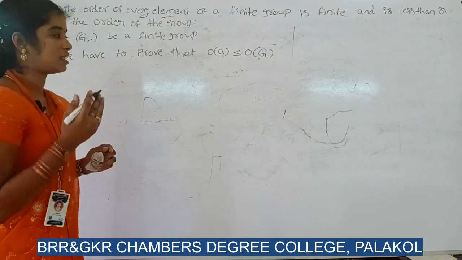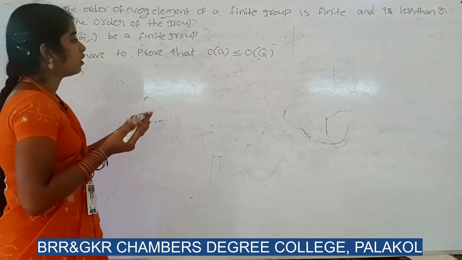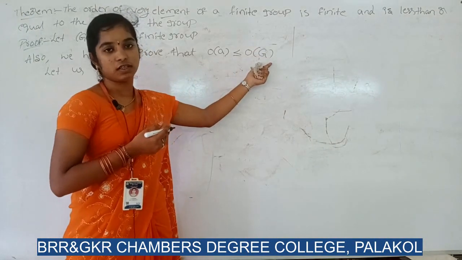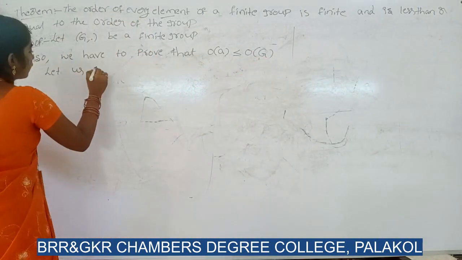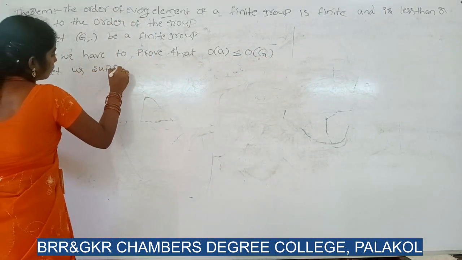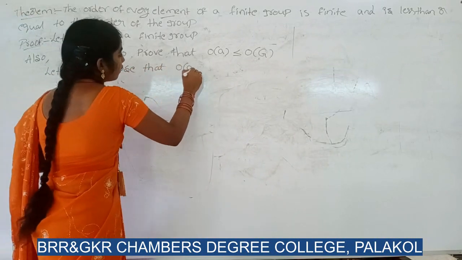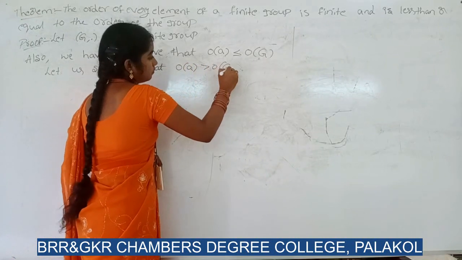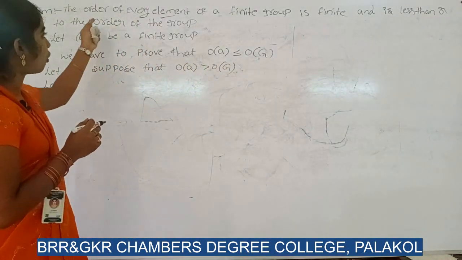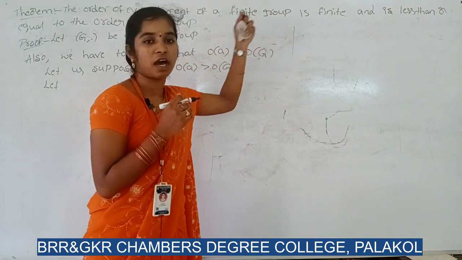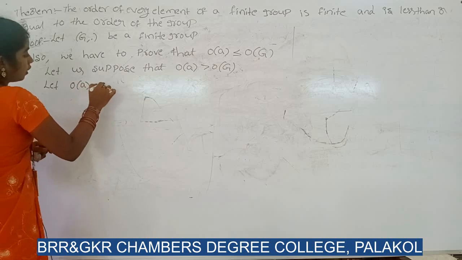So let us suppose, by our assumption, that the order of a is greater than the order of z. We have to prove this is a contradiction. Let us start. We already know that in the given question the order of every element of a finite group is finite, so let the order of a equal n.